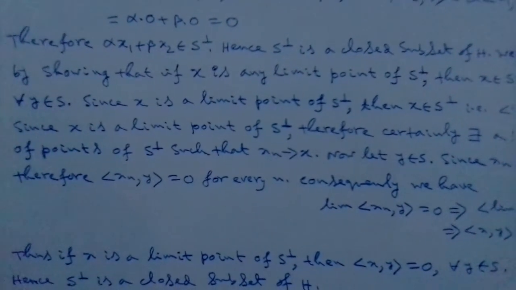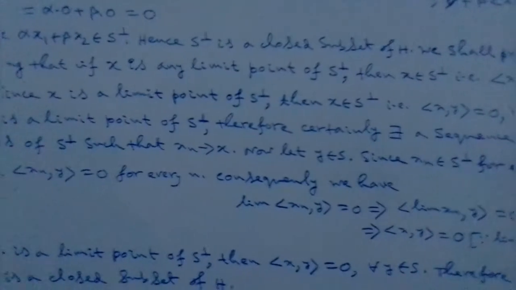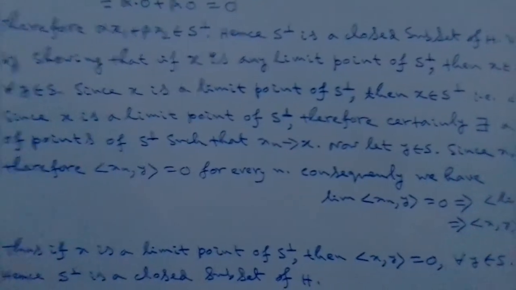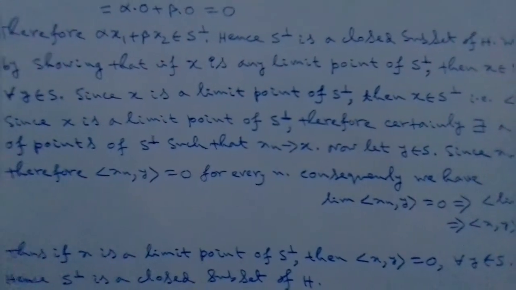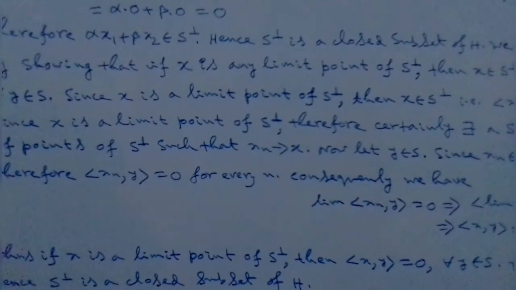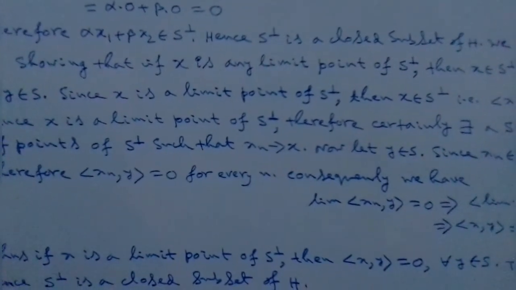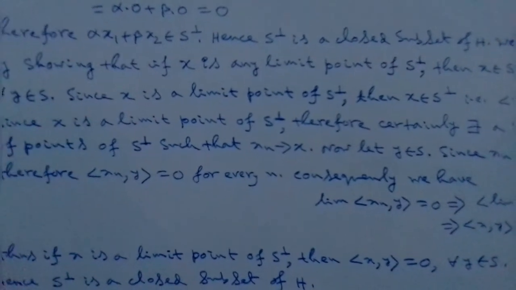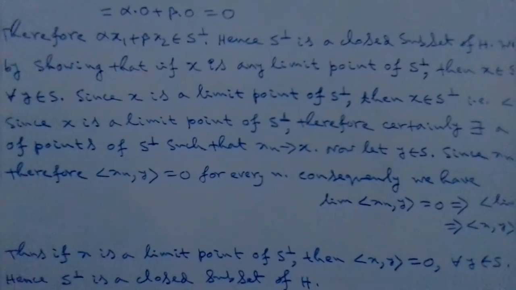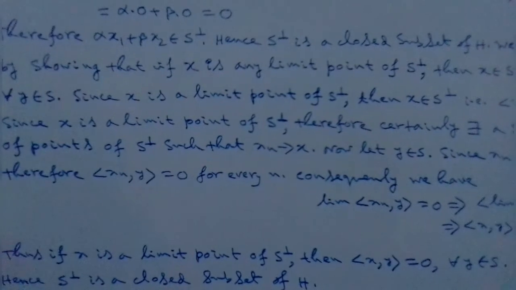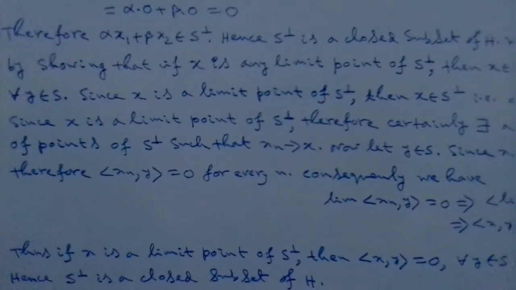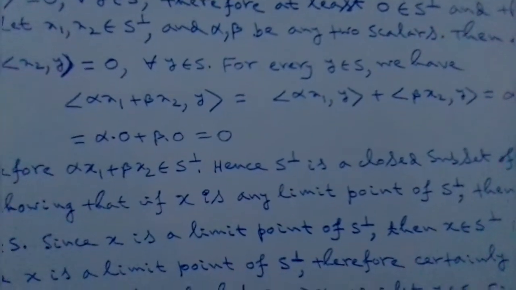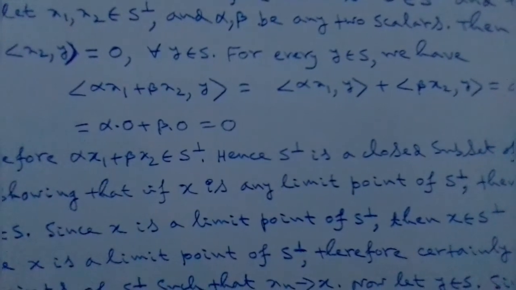Thus if x is a limit point of S perpendicular, then x dot y is 0 for all y belongs to S. Therefore x belongs to S perpendicular. Here it is S perpendicular, not transpose; I was pronouncing it wrongly. So S perpendicular is a closed subset of H in this manner. So finally we prove our desired result. In this way we can prove this theorem. This is a very important theorem.